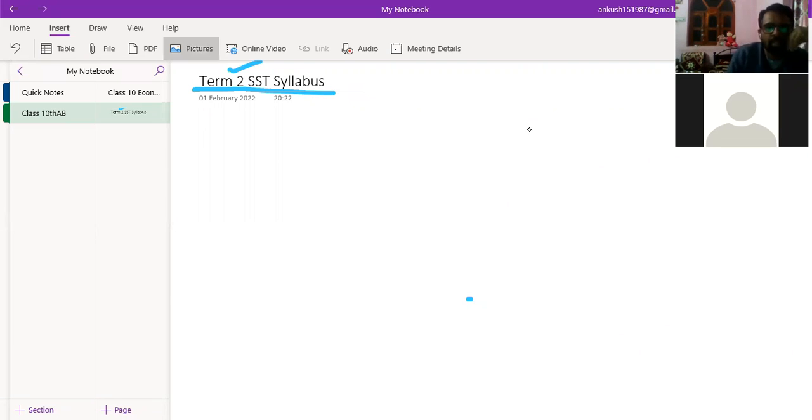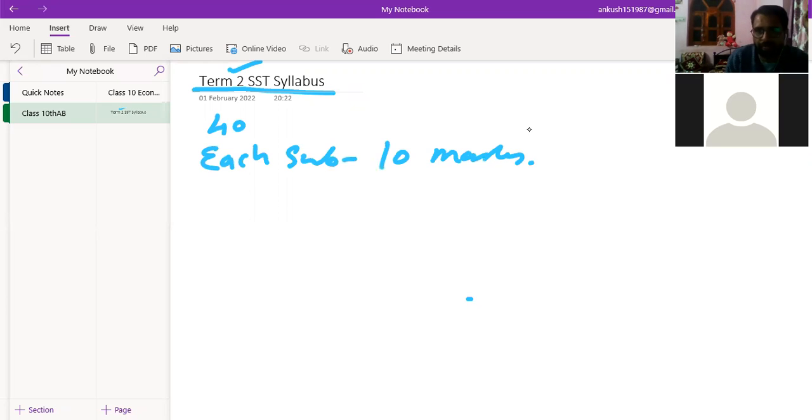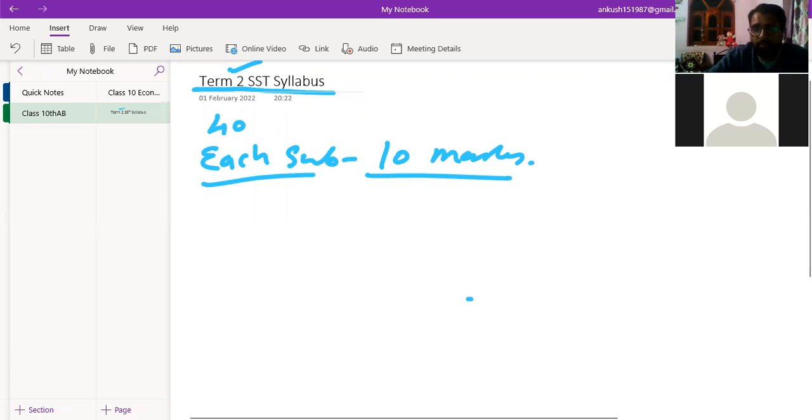Now see, these 4 subjects have been divided into 40 marks. It means each subject will have 10 marks. Each subject will have 10 marks, meaning the marking scheme is the same for all subjects: history, geography, civics, and economics. And the questions distributed over here will start from 2 marks. 1 mark questions they are not asking this time, as it is going to be described there.